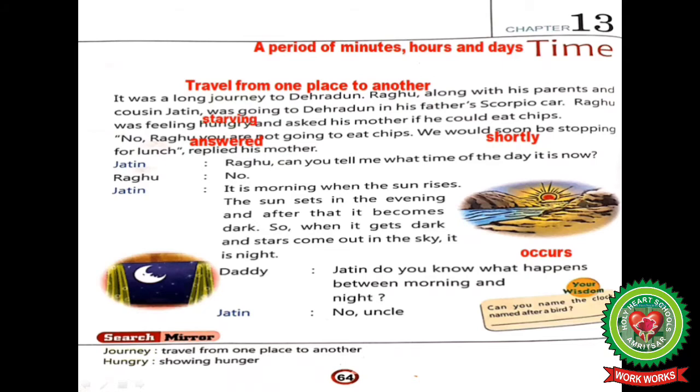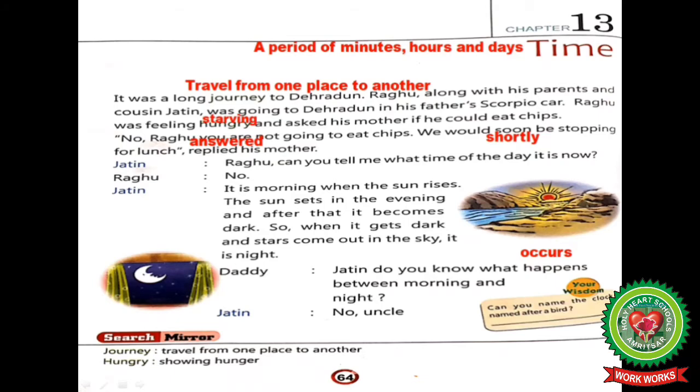Students, in this lesson, Raghu was going to Dehradun with his parents and cousin Jatin. On the way, Raghu was feeling hungry and asked for chips. His mother refused him the chips. She told him they would soon be stopping for lunch.